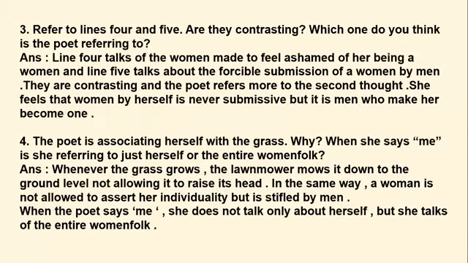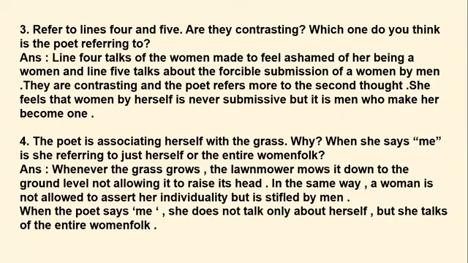Refer to lines 4 and 5. Are they contrasting? Which one do you think the poet is referring to? So you have to go to the poem. If you have a textbook, you can refer, or you can go to the earlier video, students. They are in lines 4 and 5. What do they refer to, and are they contrasting? So the answer is, line 4 talks of the woman made to feel ashamed of being a woman, and line 5 talks about the forcible submission of a woman by men.